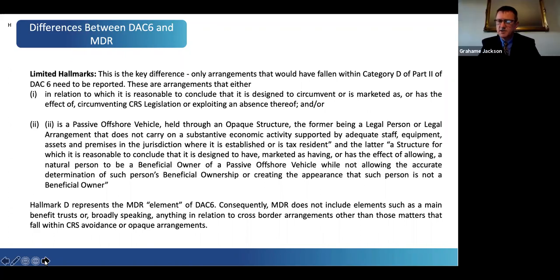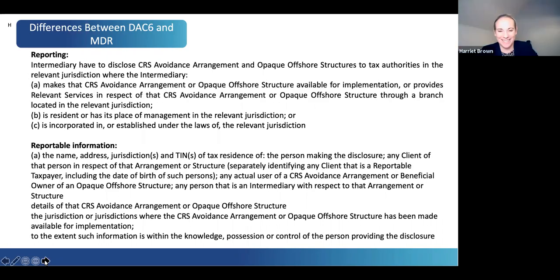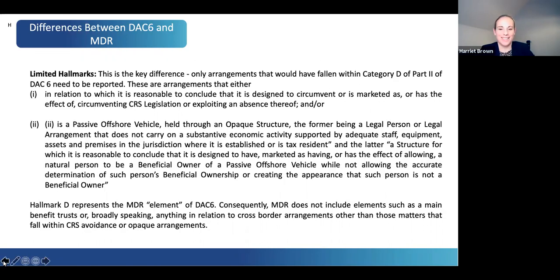So Harriet, could I just ask a question there? Jump in. Oh, yes. So basically the passive offshore vehicle test can be broken down, can't it, into not only its effect, which you're looking for, whether it conceals or has the effect of concealing or is marketed or designed to conceal, but also, if there's substantive economic activity, does that completely sidestep the definition and take you out of it?